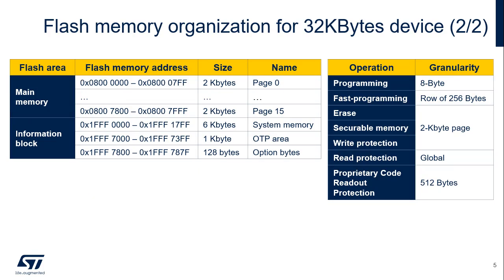The first table details the memory organization based on a main flash memory area and an information block. The second table explains the granularity of flash memory operations. Programming is performed on 8-byte double words, while fast programming is done on a 256-byte row. Erasing can be done globally with a mass erase or on 2 kilobyte pages. The securable memory is aligned on pages. Write protection is applied per page, while read protection is global. Proprietary code readout protection is applied to 512-byte areas.